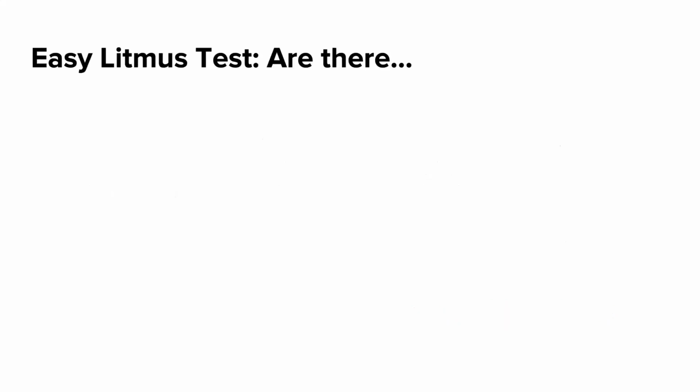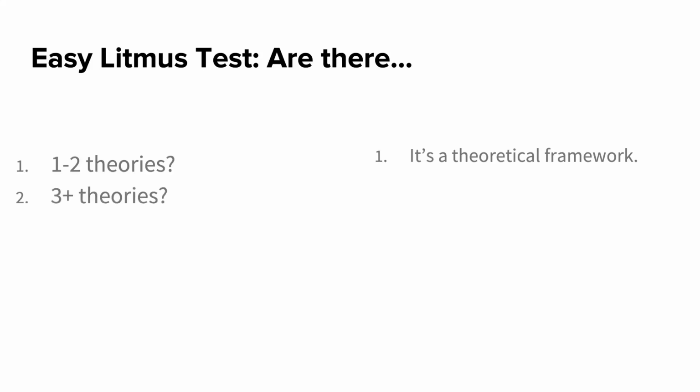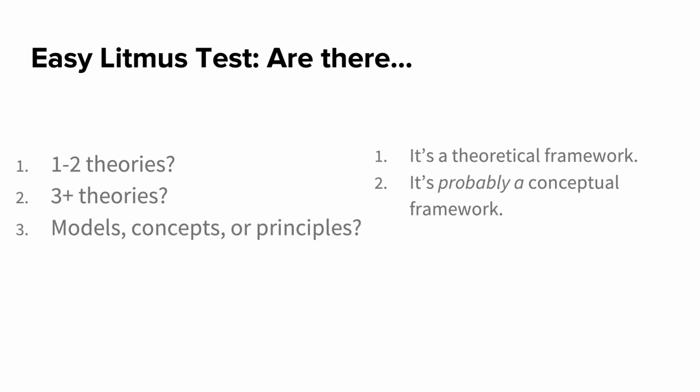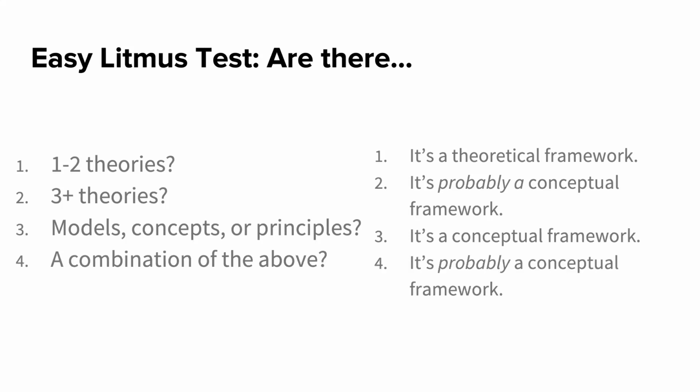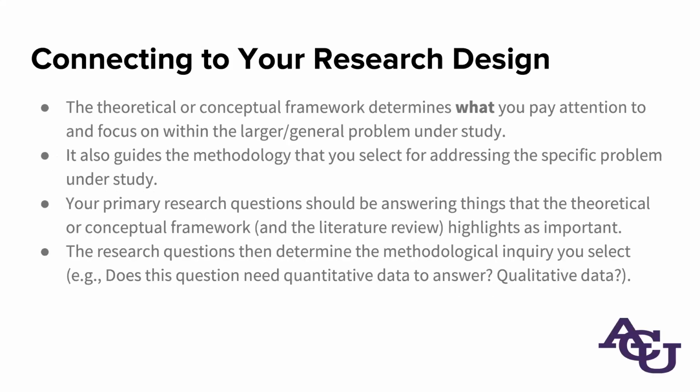And we have a whole webinar on that. I've included our easy litmus test in case you're on the fence and wondering which one you have. If you have one or two theories, it's a theoretical framework. Three or more that you're using, then it's probably a conceptual framework. But sometimes they'll have the sub-theories of a master theory, and so it might be a theoretical framework, even though technically there are three. If you're using models, concepts, or principles, then it's a conceptual framework. And if it's a combination, it's probably going to be a conceptual framework as well.